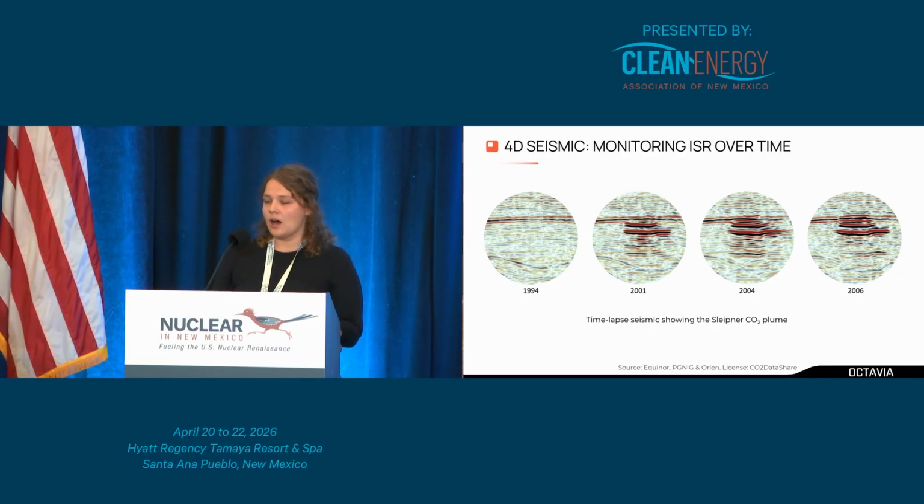We can track how fluid moves through time, and we can track the plume, the water flow, over time. There is an example for CO2 injection that has been done at Sleipner, and the data was taken from Equinor. It's publicly available.